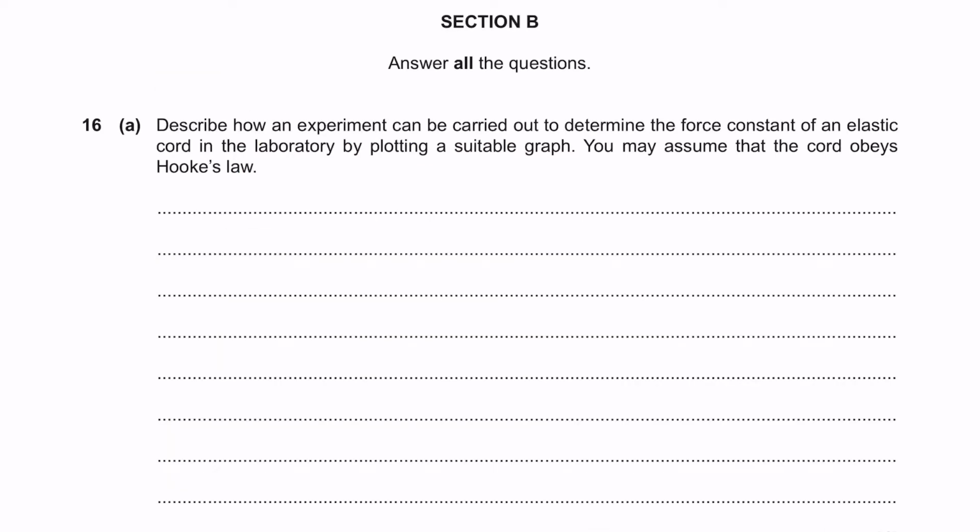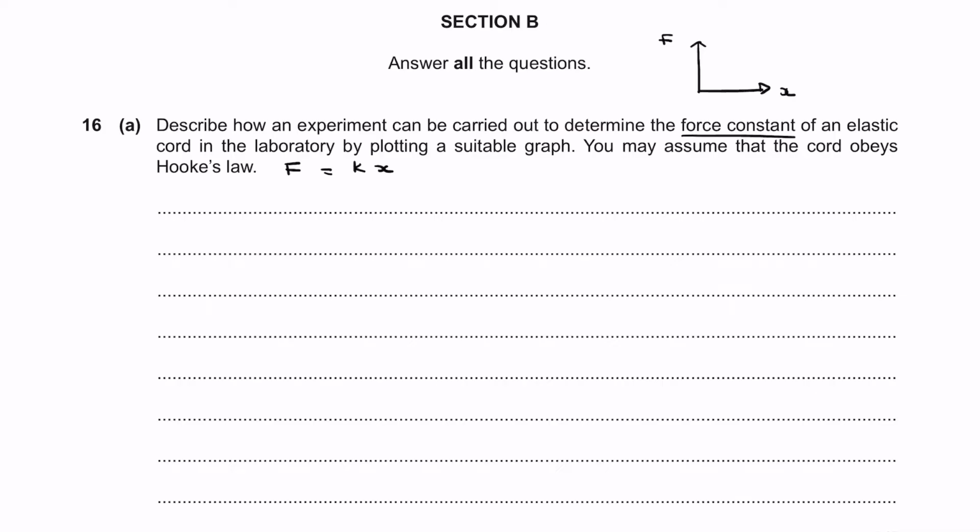Question 16a says, describe how an experiment can be carried out to determine the force constant of an elastic cord in the lab by plotting a suitable graph. You may assume that the cord obeys Hooke's law. According to Hooke's law, force is equal to the spring constant times the extension. So to get the spring constant, we can draw a graph of force versus extension and get the gradient. To work out the extension, we hang weights onto the cord and measure the extensions using a meter ruler, then draw the graph.